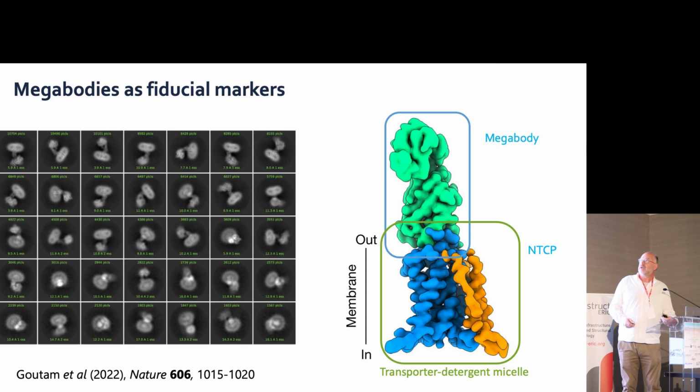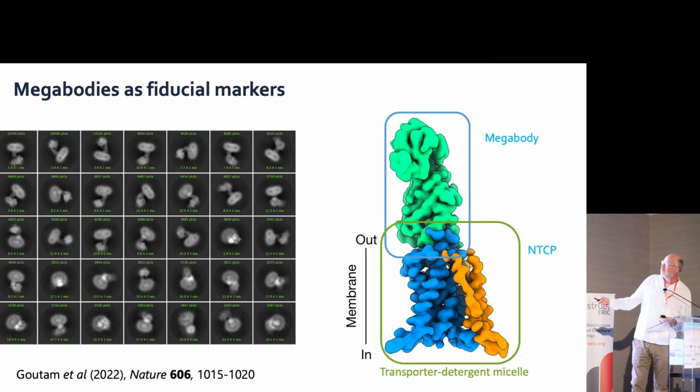Okay, this is another application where we use these megabodies as fiducial markers. If you take a small transporter and put it in a detergent, you essentially get a blob. It's impossible to align these blobs, but by adding a megabody binding to the protein, you can align these blobs and solve the structure of, in this case, a liver transporter for bile acids.